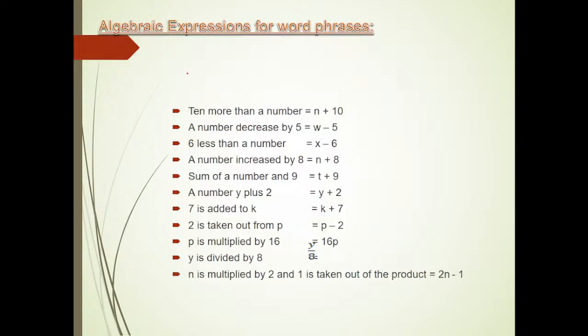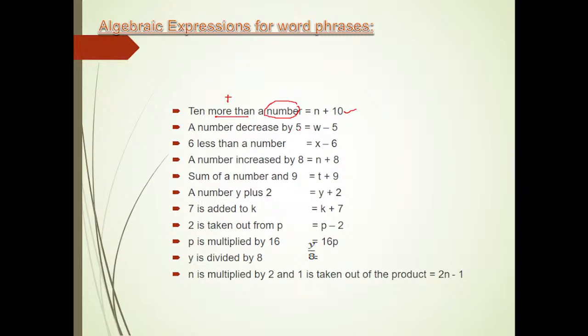Let us see, here are some examples. Algebraic expressions for word phrases. Here they gave: 10 more than a number. So more than means what? We already learned. More than means plus. How much more? 10. A number. We don't know this number. We are talking about an unknown number. A number, it may be 10, it may be 5, it may be 6, it may be 7. So instead of that, we took that number as n and we are adding it to 10. So the expression we got is n plus 10.